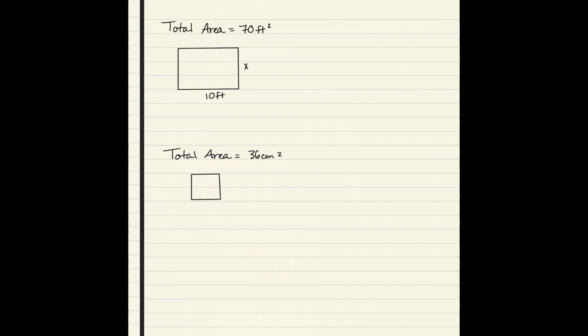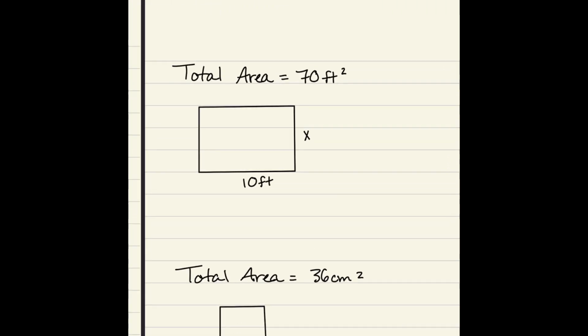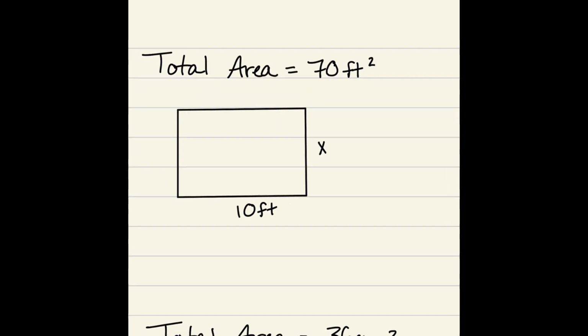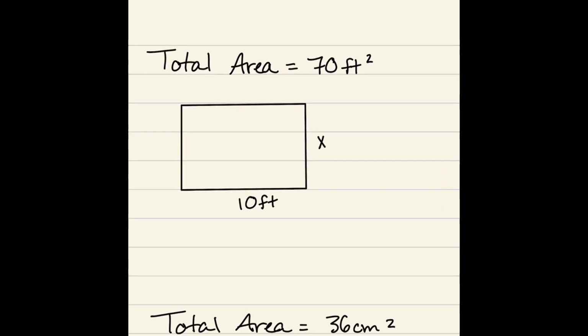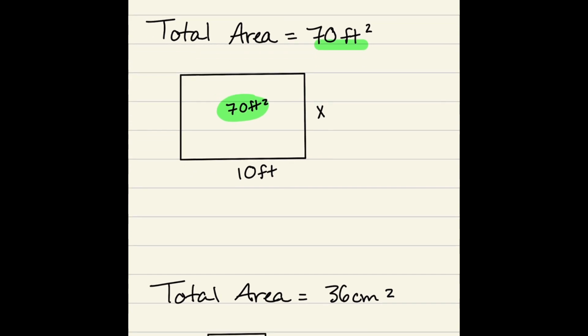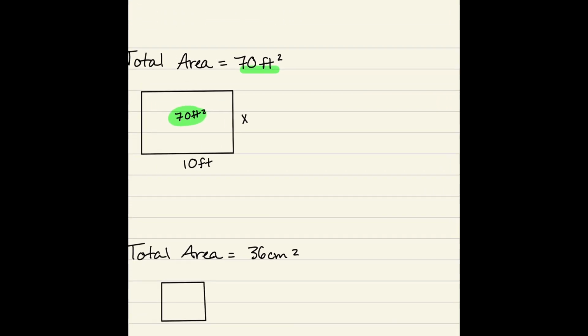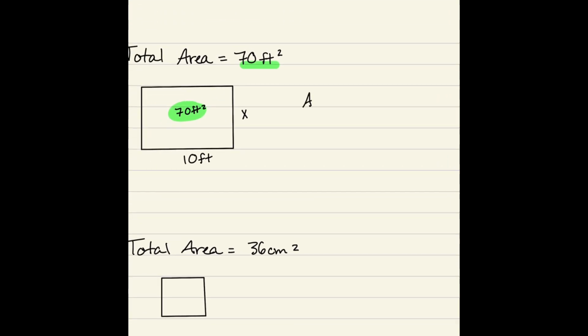Okay, so now let's go on to some harder questions. We're going to look at this top example here. We know that our total area is 70 feet squared, so that means this middle area is going to be 70 feet squared. Let's write out what we know to be true about area. Area is equal to length times width.